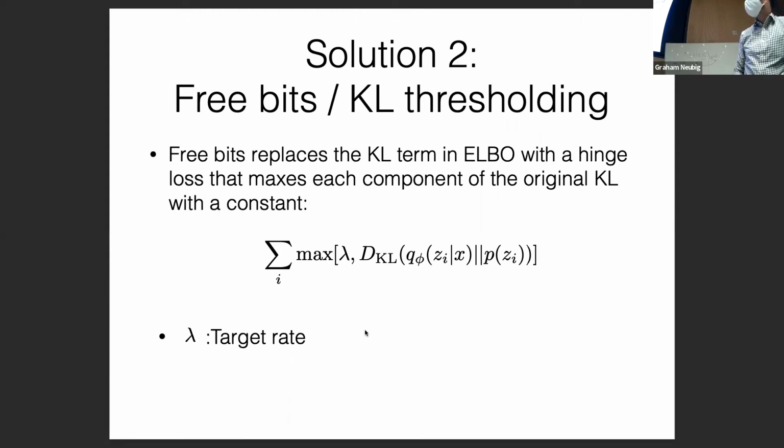Another idea is something called free bits. Free bits basically replaces the KL divergence term in the ELBO with a hinge loss that takes the max of each component of the original KL and a constant. It's called free bits because it gives you a few free bits of information that you're allowed to use to predict the latent variable with the inference network. This isn't actually directly maximizing the ELBO anymore. So if you wanted to turn this into a real autoencoder, you'd also have to take this lambda term and gradually decrease it to 0 until you actually got the KL.